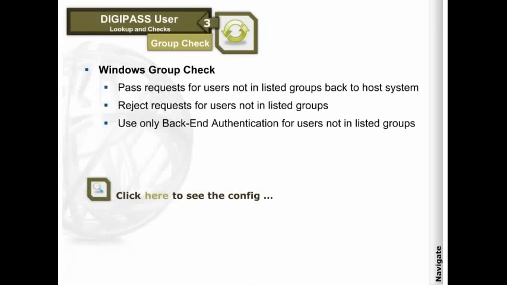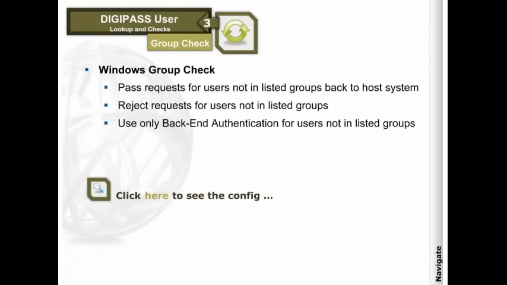In effect, this means that they do not need to have Digipass user accounts and they do not need to use a Digipass to log on. As soon as the group check indicates that the user is not to be handled, authentication processing stops and the not handled result is returned. Reject requests for users not in listed groups. The Identikey server rejects authentication immediately for users who are not in one of the defined groups.